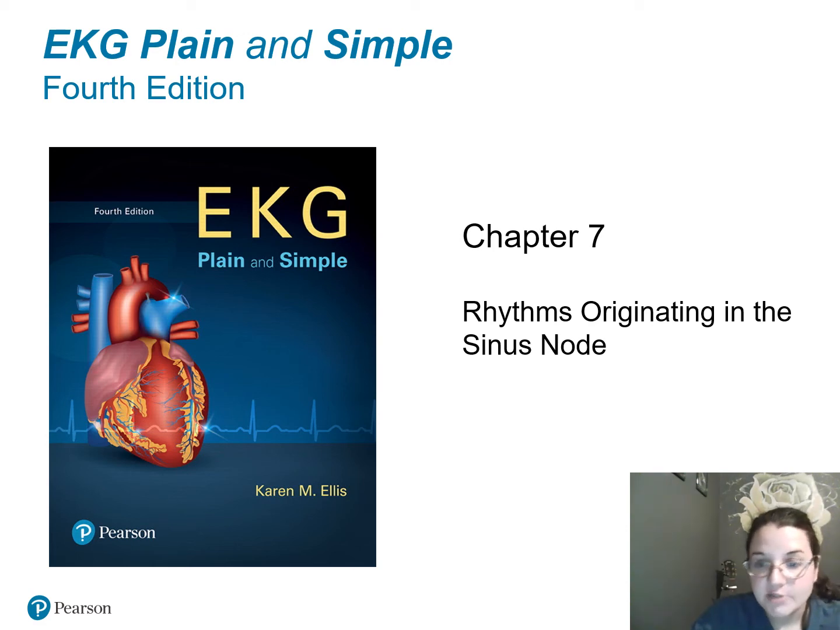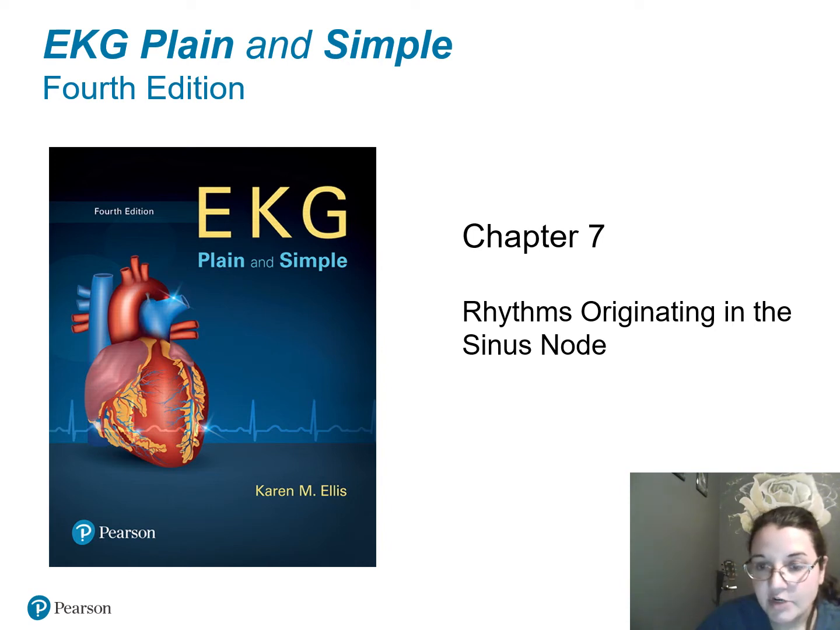We are on chapter 7. This is where we're actually going to put everything we've learned into practice. So you're going to be learning about the different types of rhythms, and the only new learning you're going to do is memorizing these rhythms and the different rules that come along with them. But from here on out, you are going to use everything that you've learned from chapters 1 through 6 to interpret a rhythm. So this is the whole point. This is putting it all together.